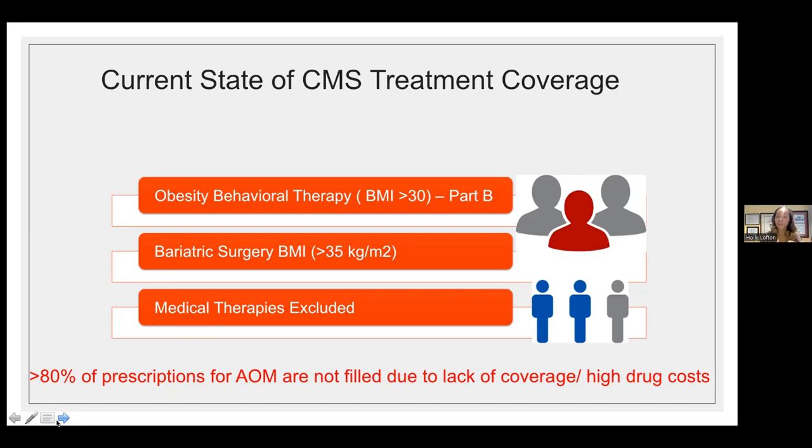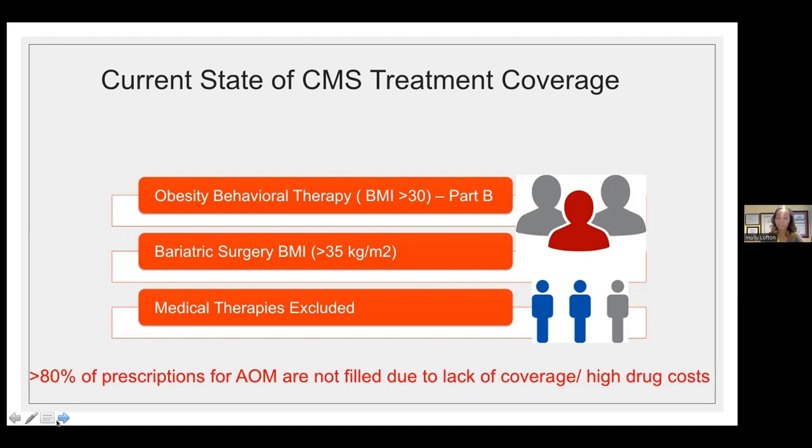And we try to prescribe these medications, but statistics have determined that 80% of prescriptions that are written for anti-obesity medicines, that's AOM, are not filled due to lack of coverage and high drug costs. And this is a shame for our patients who don't have access to therapies that have been proven to be efficacious for them because they're using CMS as their coverage.